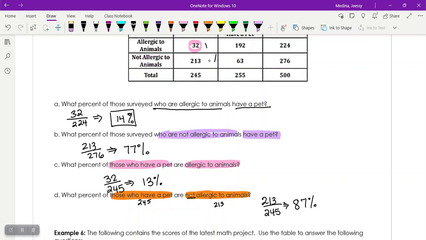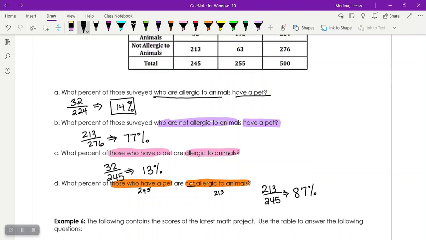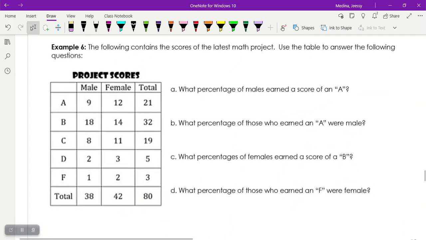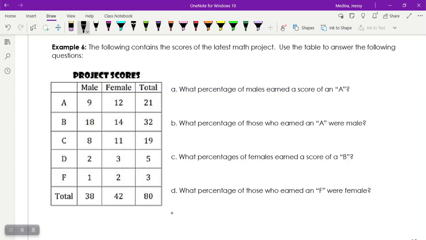All right, good, good, good. Some of you saw it. The rest of you guys are like, I don't know what you're talking about. All right, we'll leave this one for tomorrow.